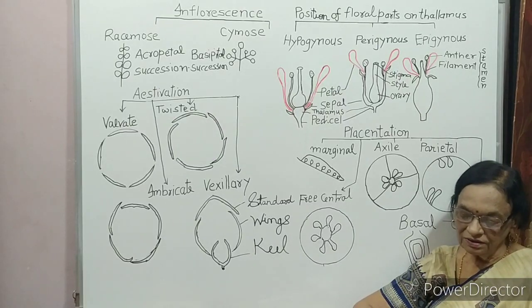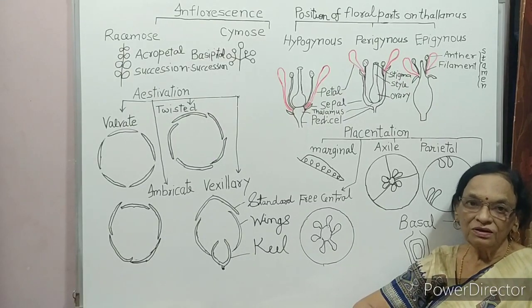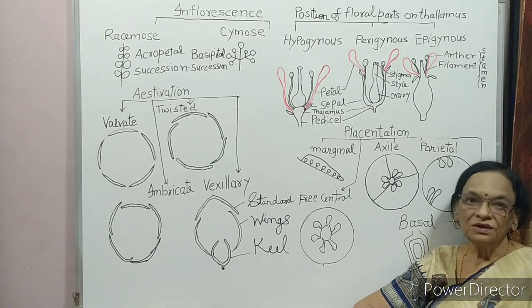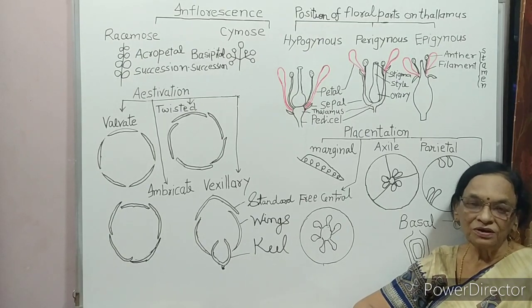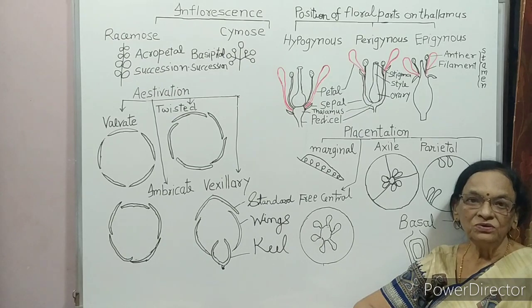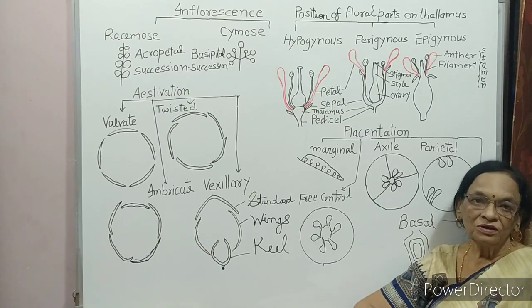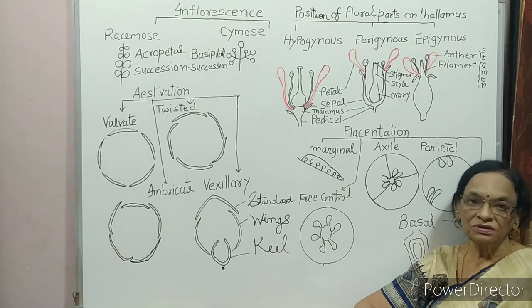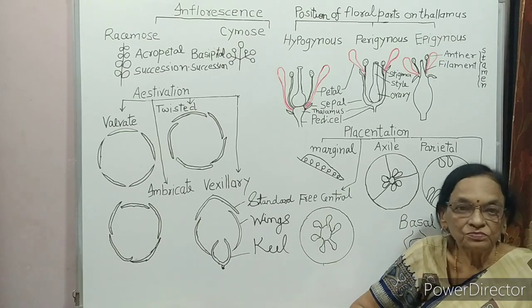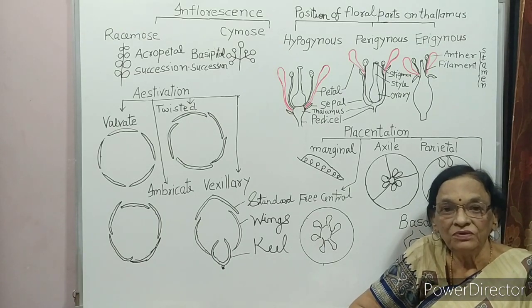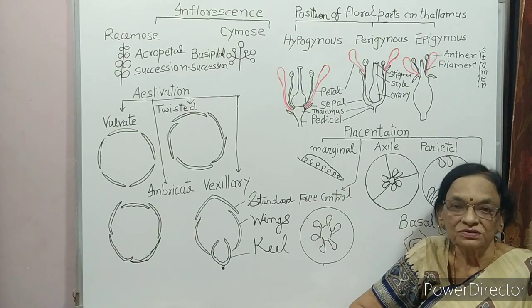You are studying chapter number 5, Morphology of Flowering Plant. Last time you studied modification of root, stem and leaf. Now you will study about the other structures of the plant. Today we begin with inflorescence.